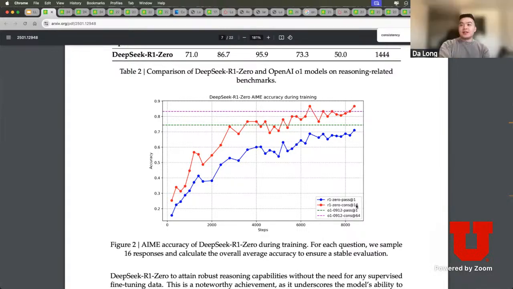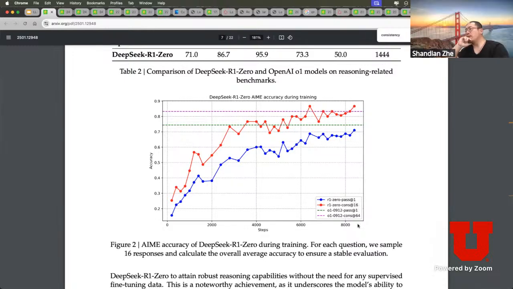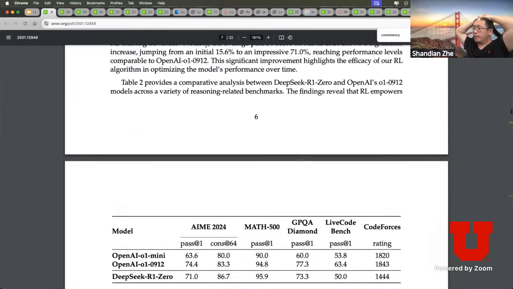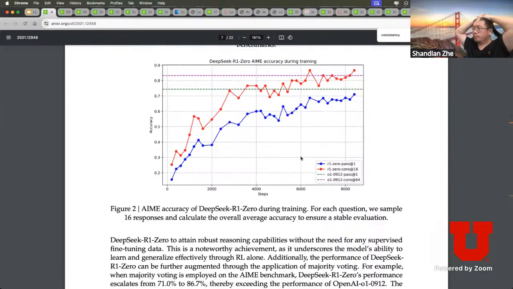Okay. For 16, I think maybe they generate 16 answers, and maybe they do a majority vote or something. But this one is just one answer. Oh, I see. That might explain it. Yeah, with 16 answers, the score is usually higher than if you just generate one answer, right? Yes. Okay. So this is just the R1-Zero, right? And what's their next version?